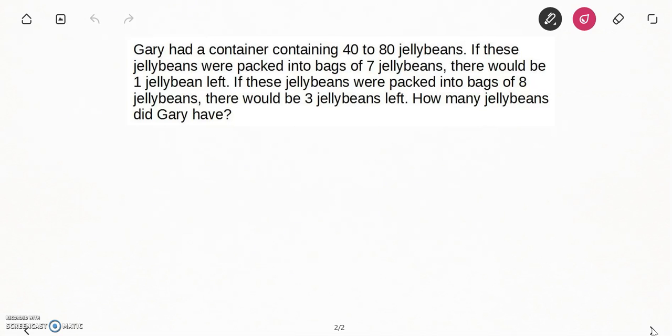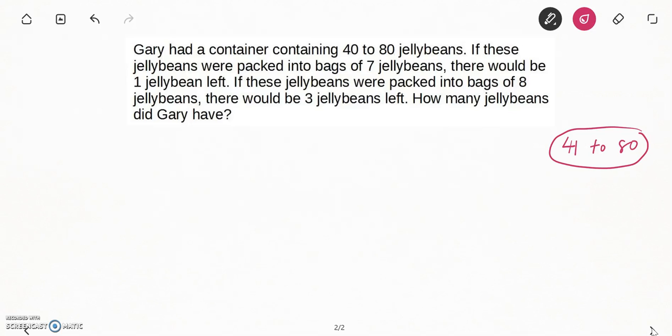Now, first and foremost, we break the question down part by part. Okay, we take a look at this part here first: 40 to 80 jelly beans. So the number should be 41 to 80.